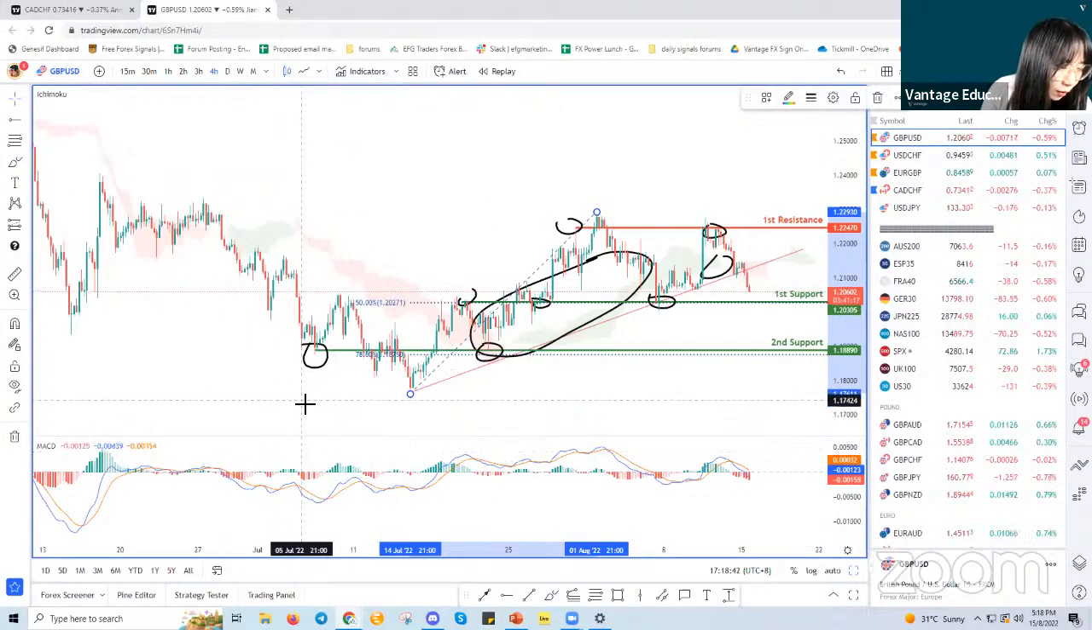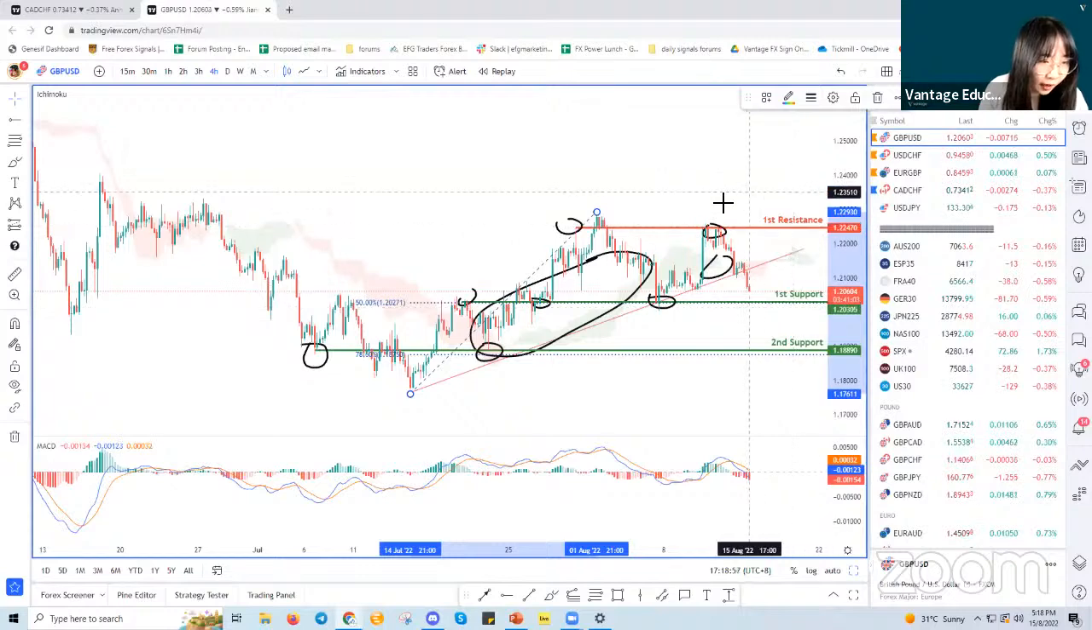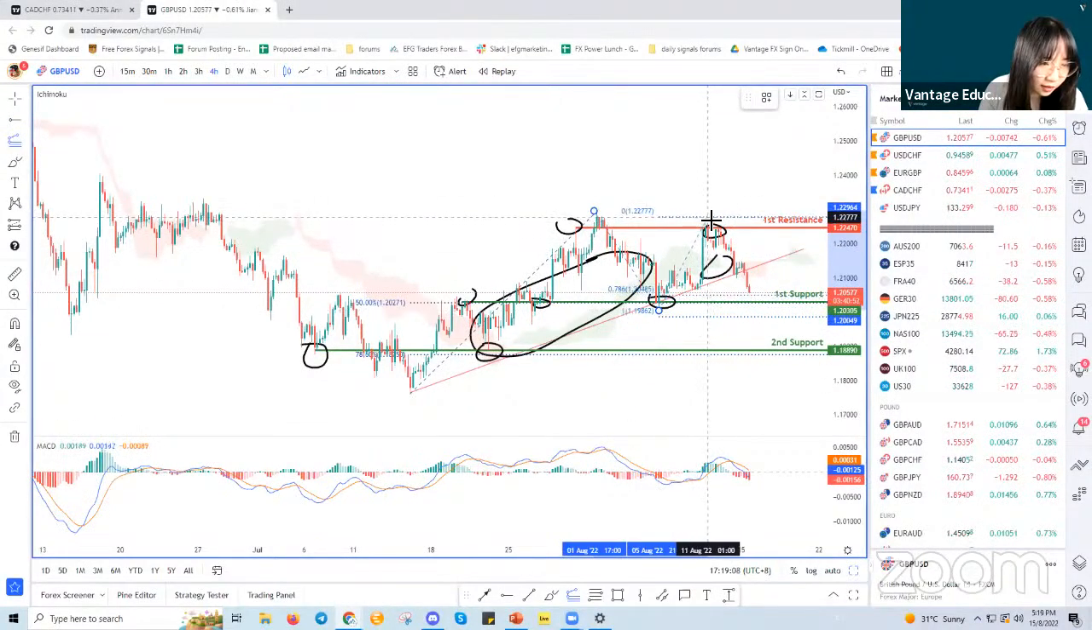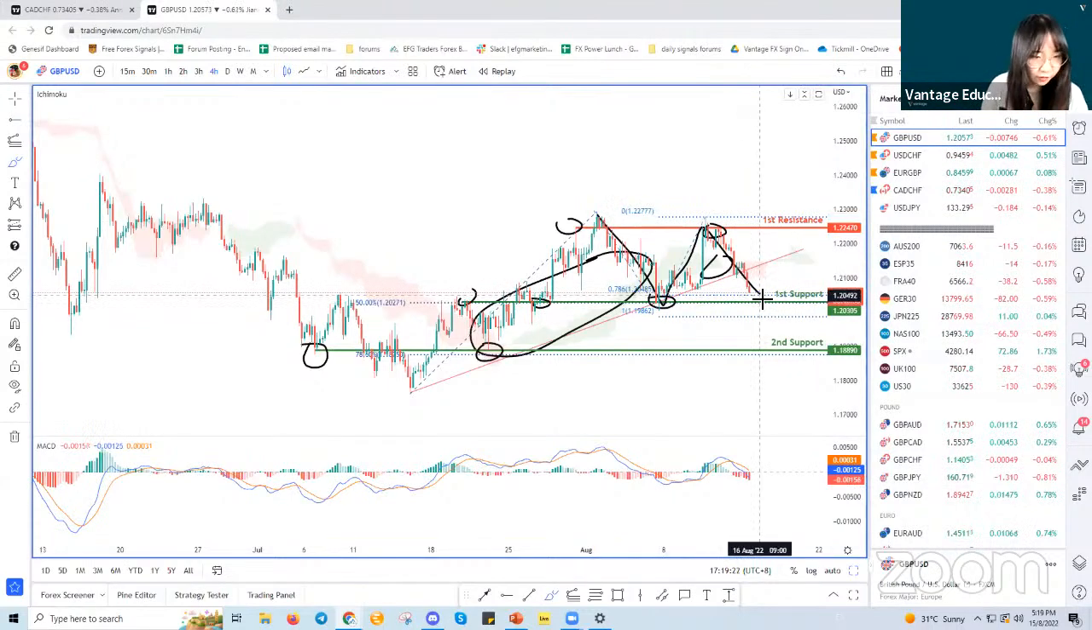Here is our 78.6 Fibonacci retracement level. We can see here is in line with our second support. And then I think here we can use the Fibonacci projection. For the projection, we need to have 3 points, right? The first one is here, the second one is here, and the third one is here. If you want to use the Fibonacci projection, there should be a flash pattern like here. You can see here is a flash pattern, so we can use the Fib projection.